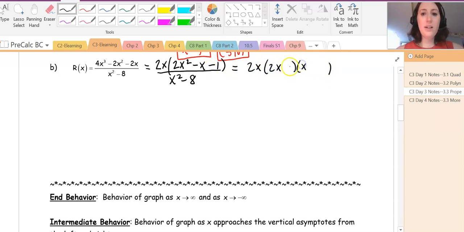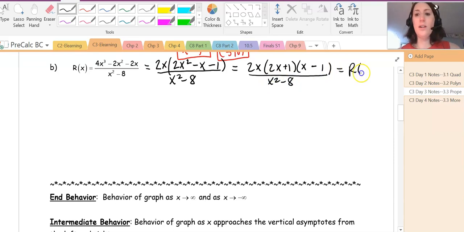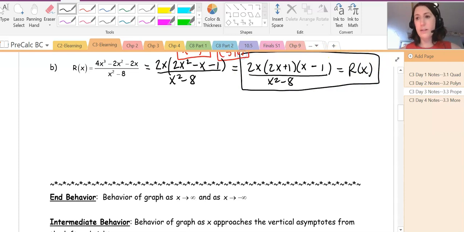Let's see here, 1, 1. Yeah, I think that looks good. Right, it would be 2x squared minus 2x plus x, which is negative 1x. Yeah, so that looks good over here. Equals r of x. Okay, yeah, always once you simplify completely, put your equals r of x or whatever function it is there.